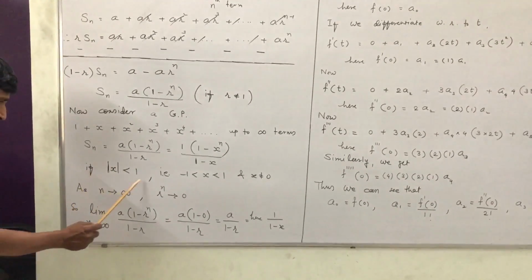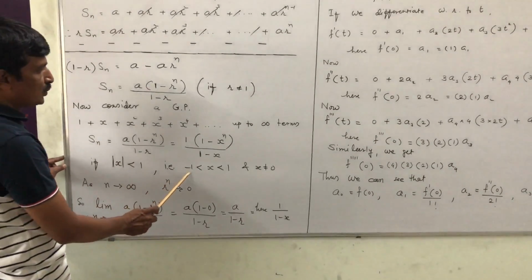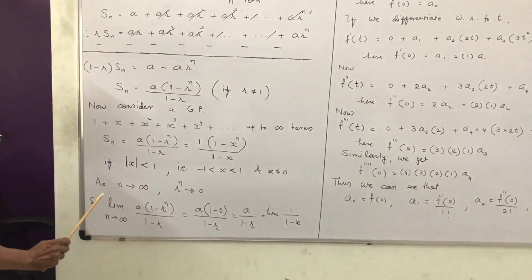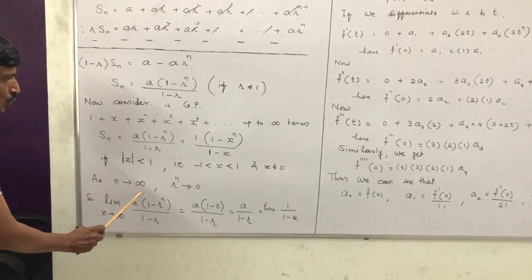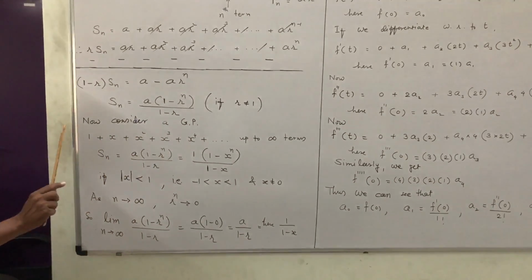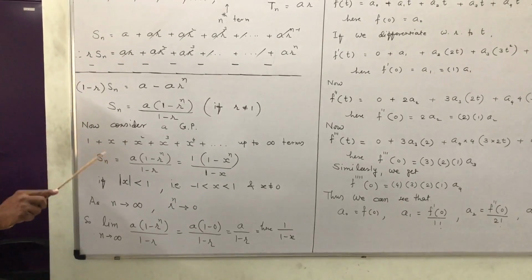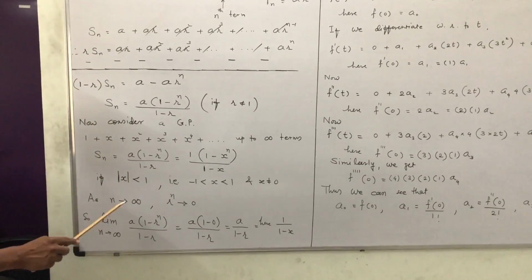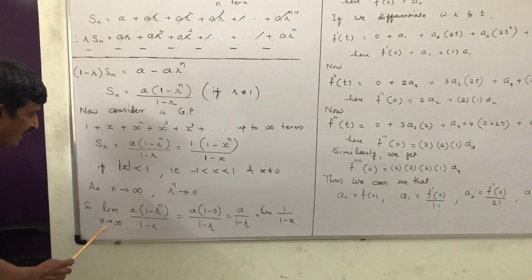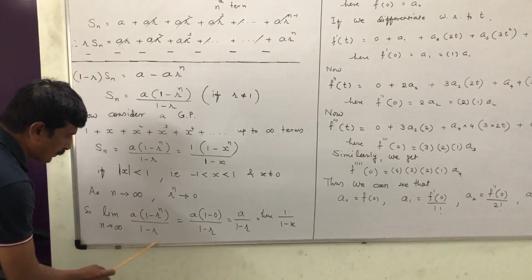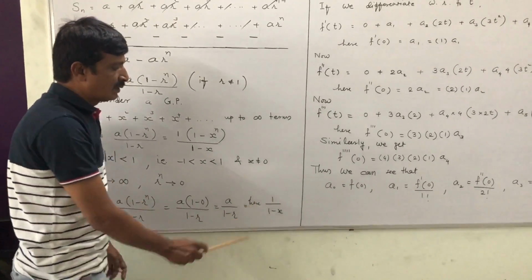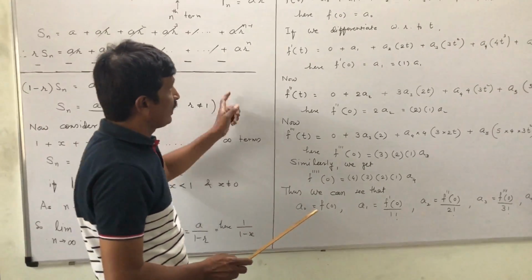If mod x is less than 1, that is minus 1 less than x less than 1 and moreover x not equal to 0, then as n tends to infinity, this term mod r raised to n goes to 0. 0.1 into 0.1 is 0.01, 0.1 into 0.1 into 0.1 is 0.001, etc. This way, this term goes to 0. So as n tends to infinity, this expression goes to a into 1 minus 0 upon 1 minus r, a upon 1 minus r, here 1 upon 1 minus x.